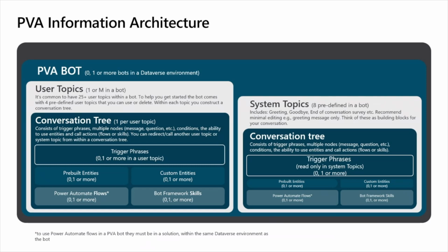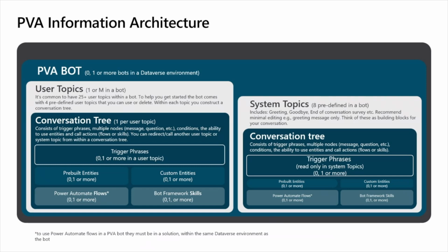And then we also have those system topics. System topics, you can edit those messages, but you can't delete them. And they're there as part of the system, for things like your greeting, your goodbye, the survey at the end, and so on. And these are the building blocks for your conversation. You always need to start with a greeting, and when you finish a conversation, you'll want to end that conversation. And you might want to include a survey to ask if we answered their question and if they were satisfied with the answer we gave them.